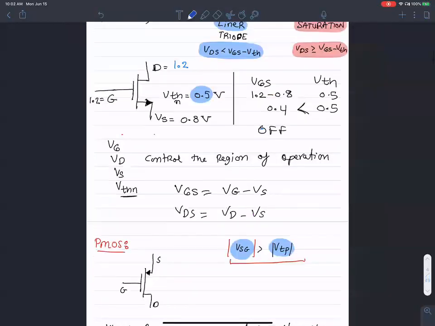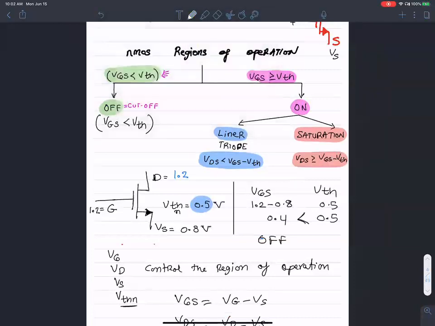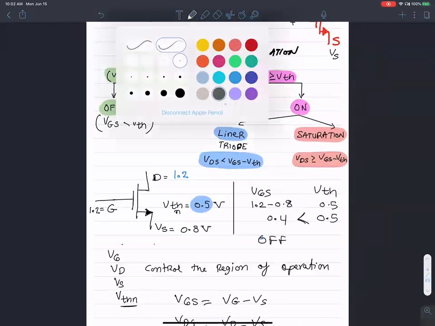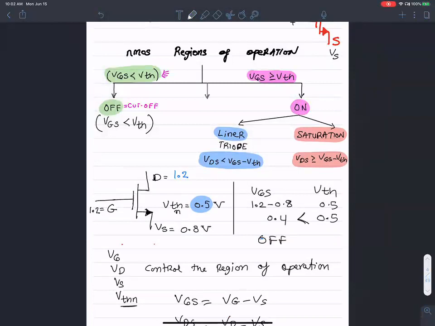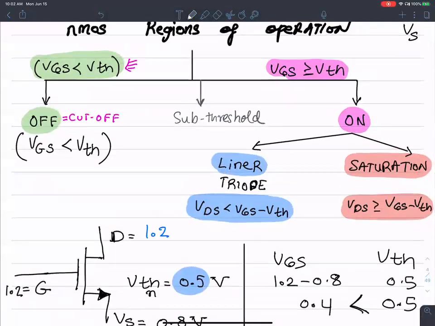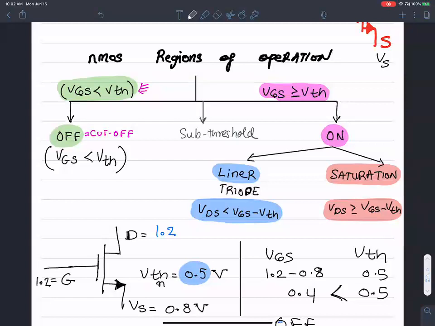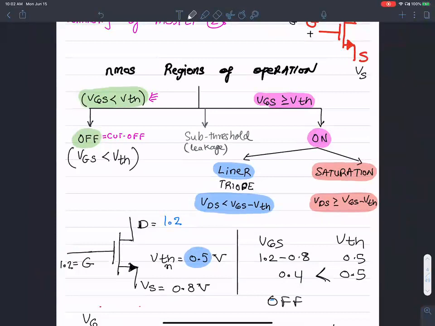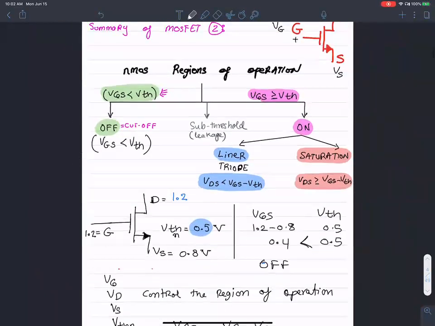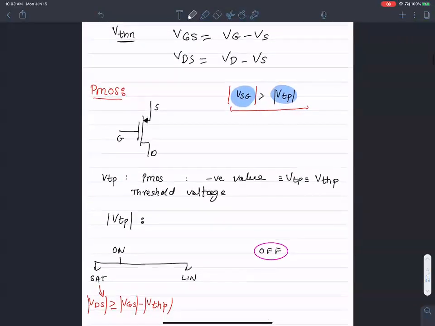What I have not discussed is something in between on and off. Something in between on and off is sub-threshold. Sub-threshold region. We'll talk about it hopefully today. This is not quite on, this is not quite off, this is leakage. It is in between on and off because it's supposed to be off, but it's not quite off. It's not supposed to be on, but it's still on. There is some kind of leakage current, a very small amount of leakage current in this region of operation. So that's the idea of MOSFET regions of operation.